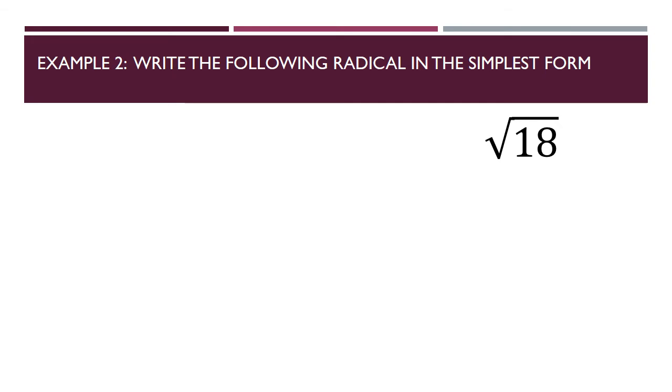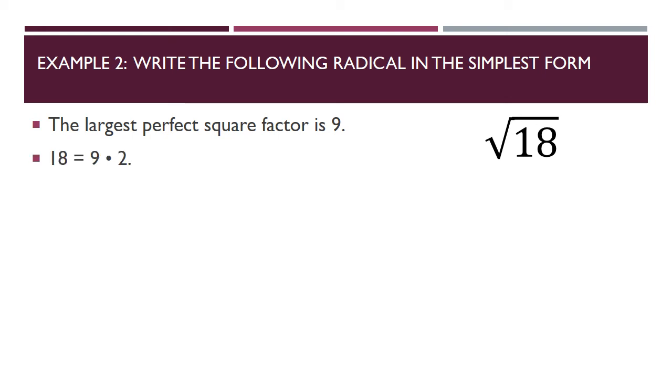Let's take a look at our second example. We have radical 18, and we're trying to write radical 18 in the simplest radical form. I need to think of two numbers. If I multiply, I get 18. One of them is a perfect square. And it would be even better if that number is the greatest or largest perfect square that goes into 18. I know that 9 is a factor of 18, and 9 is a perfect square. I also know that 9 times 2 equals 18.